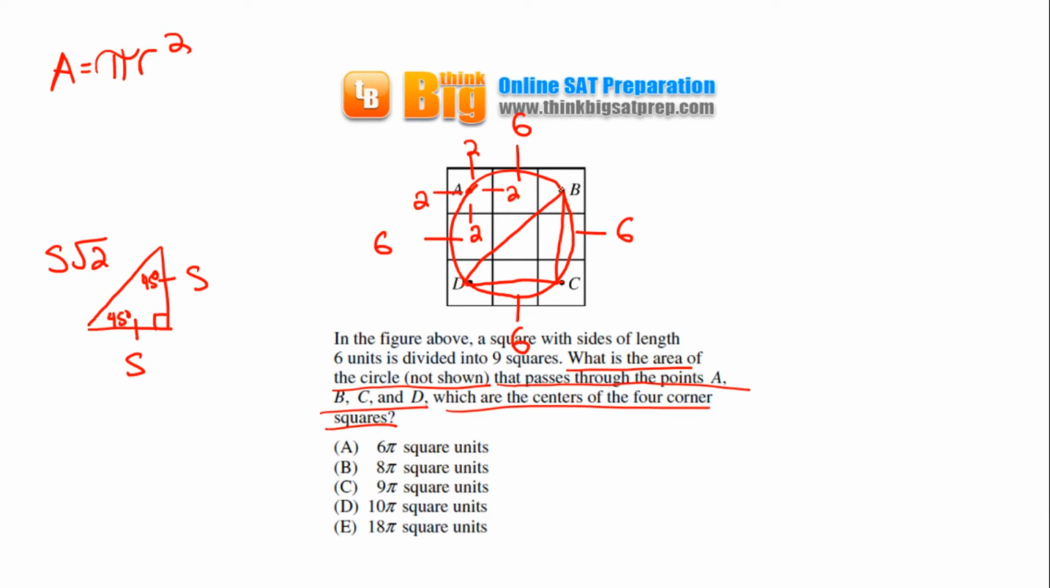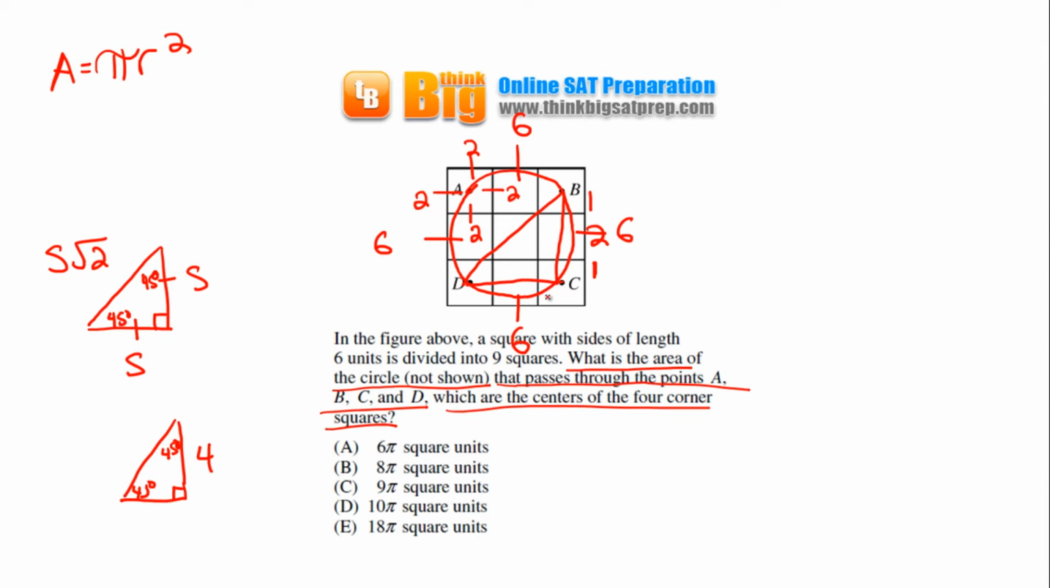B is right in the center of this square. So if a side of the square is 2, then half of it is 1. Side of this square is 2. Half of this side is 1. So the length of the leg of the triangle is 1, 2, 3, 4. Draw that triangle right here. 90, 45, 45, 4.